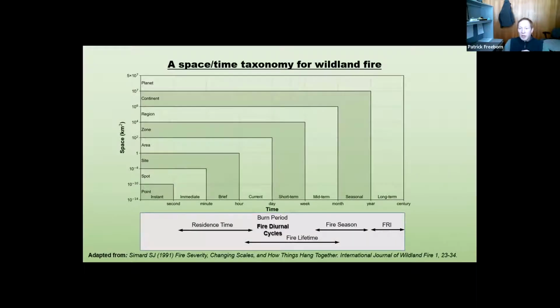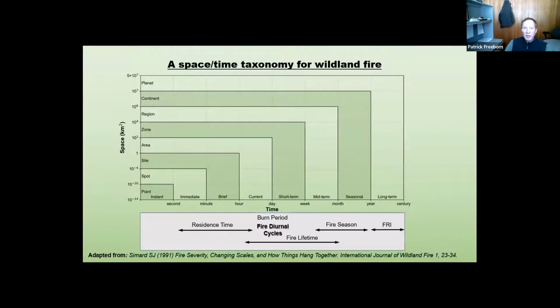So this is one of my favorite charts. It's taken from Simard's 1991 article in the International Journal of Wildland Fire. On the left vertical axis, we have spatial scales ranging from a point all the way up to the planetary scale. And on the horizontal axis, we have our temporal scales ranging from an instant all the way out to the long term. Now, fire diurnal cycles, by definition, have a very specific time scale, 24 hours, right? But there's other temporal metrics used in wildland fire science that are a little bit more squishy.